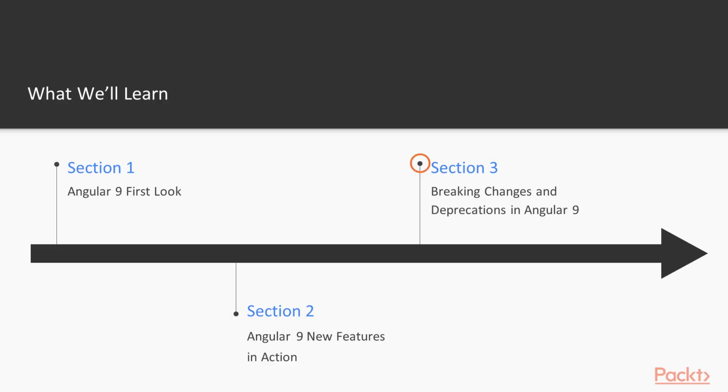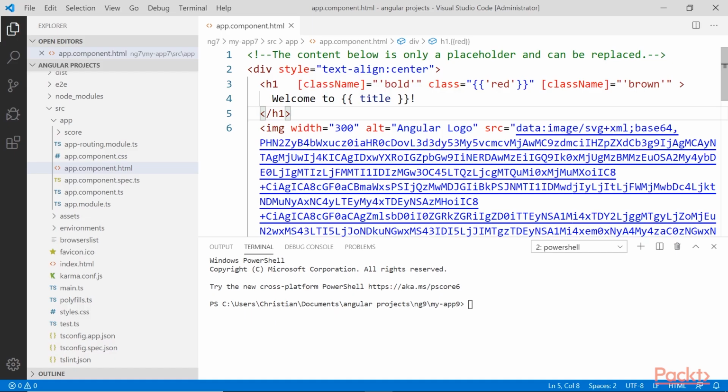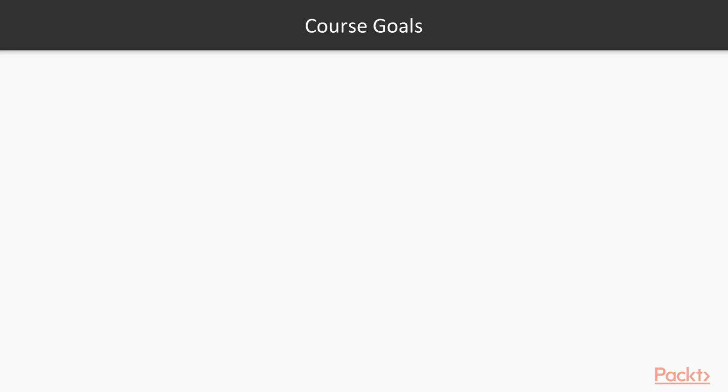And finally, in section 3, we'll explore some breaking changes and deprecation in Angular 9. This is very typical stuff when you have a major release. So we'll look at some minor features as well. Those are extremely useful in your app, and things like styles and class-based bindings, and those are really important to style your elements. And so here are the goals for this course.